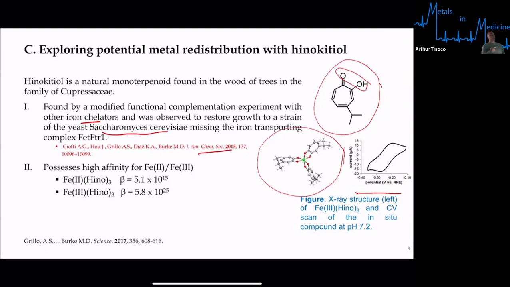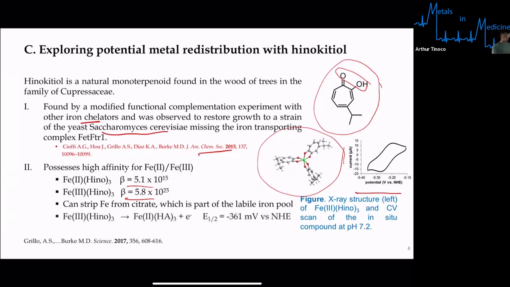A few of the things that they characterized was the affinity for iron. Here we have the affinity for both iron 2 and iron 3 when complexed with 3 molecules of the ligand. Here we have our beta constant, and you can see that clearly iron 3 has a much higher affinity, but still this ligand has a significant amount of affinity for iron 2. With the cyclic voltammetry that's collected there, we can see that iron 3 is likely to get reduced to iron 2 if we're talking about the reducing environment of cells. So that can be a redox active metal center when complexed with that ligand. They have that represented here with the reduction potential of negative 361 millivolts versus NHE. So that's within the biological range.